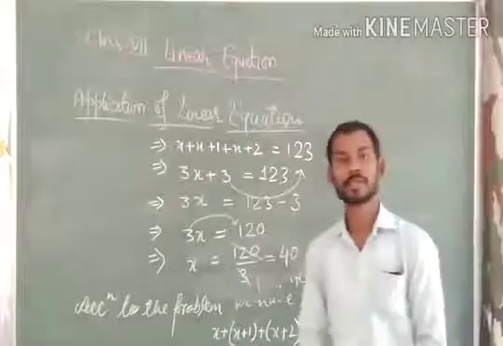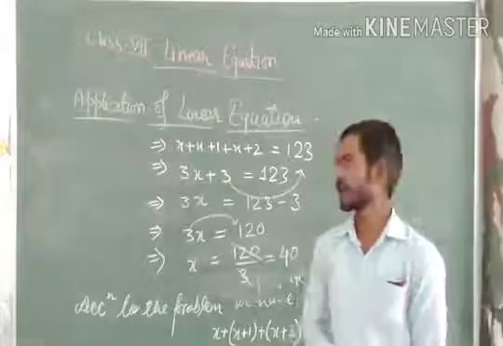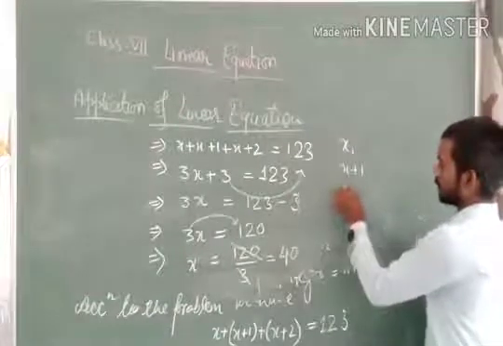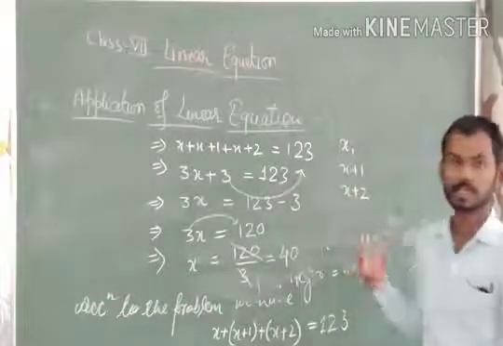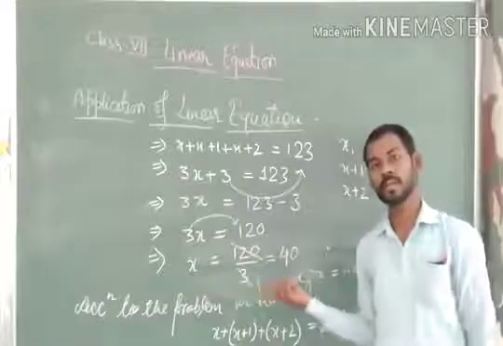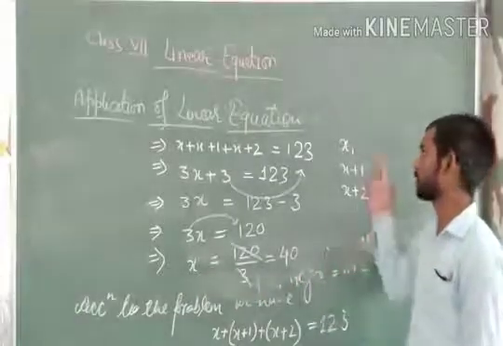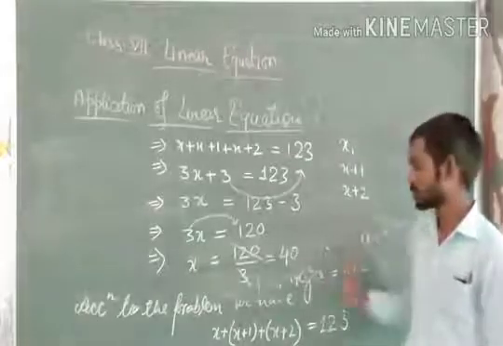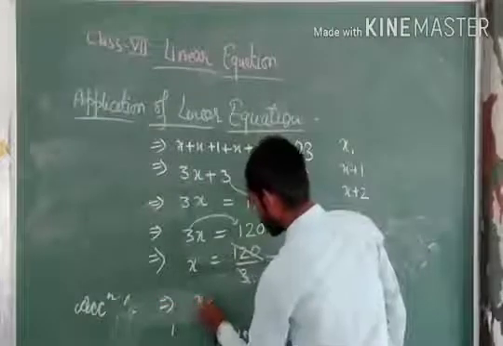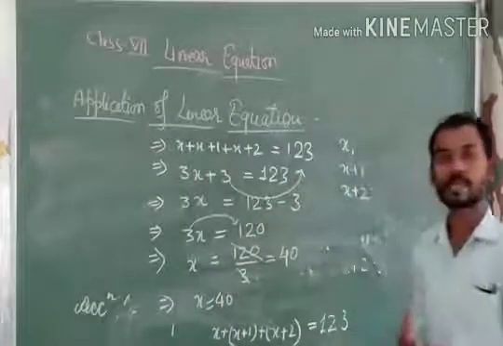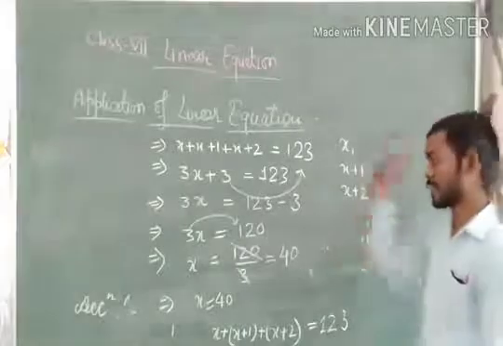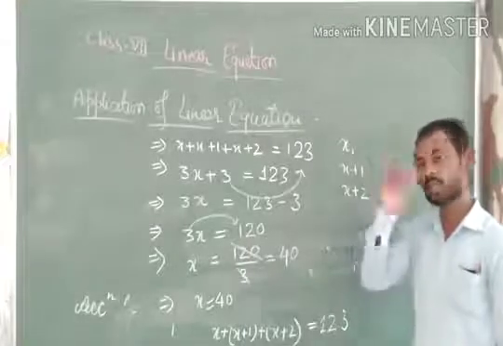In the first step, we considered the three integers as x, x plus 1 and x plus 2. These are the three integers. So here we get the value of the unknown quantity, but we did not get the value of these three integers. So we now solve. We get x is equal to 40. What is x? x is the first integer, x plus 1 is the second integer and x plus 2 is the third integer.